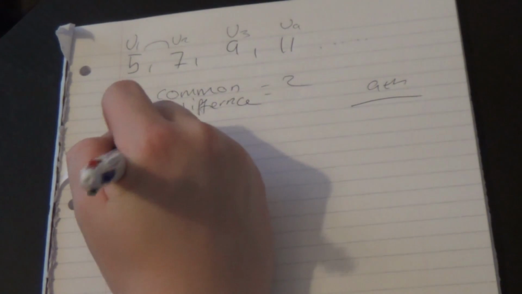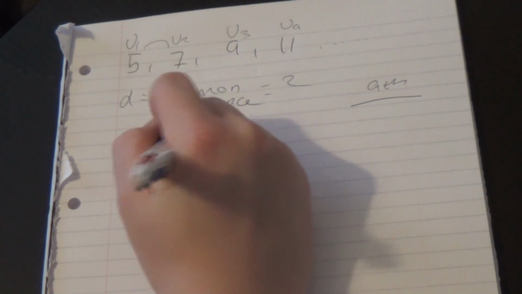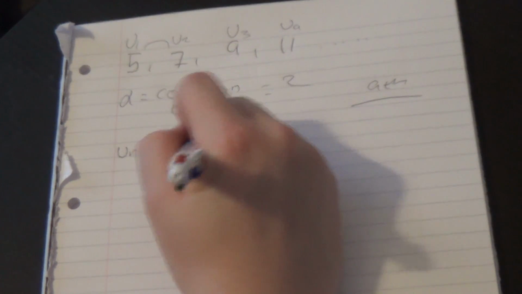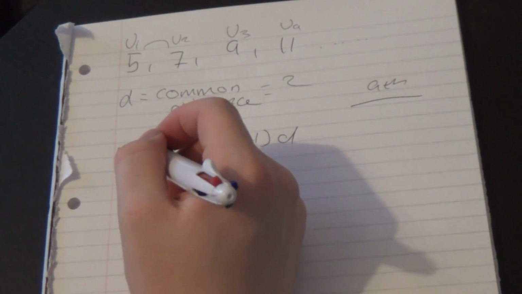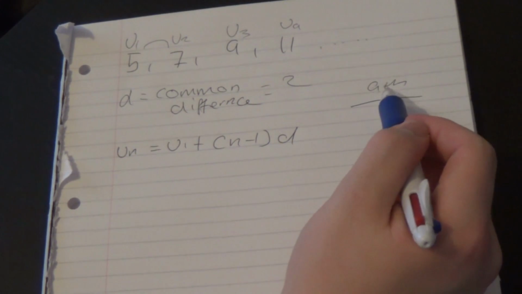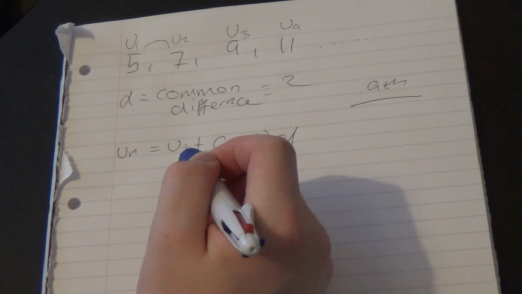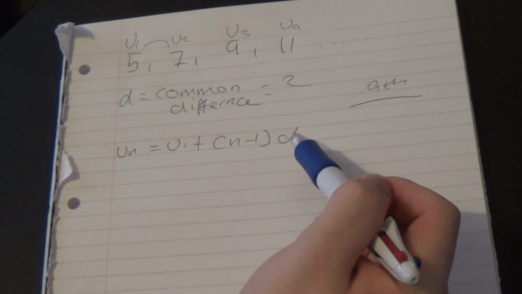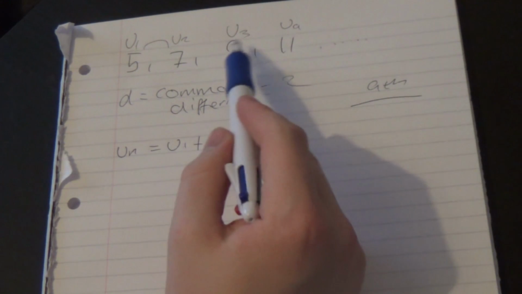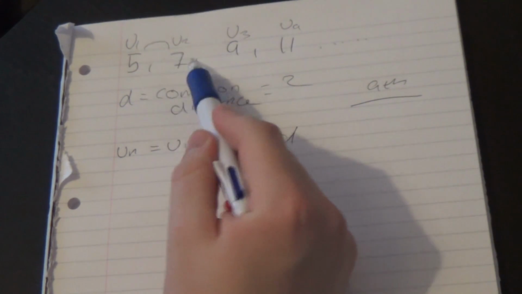They want to find the 9th term of this sequence. We use the formula: UN equals U1 plus n minus 1 times d. UN is the term we're looking for, in this case the 9th term. U1 is the first term, in this case it's 5. N is 9, that's the number of terms. And D is the common difference, which we've already calculated as being 2, since there's a difference of 2 between each one of these numbers.